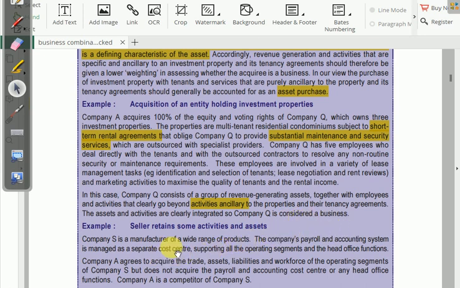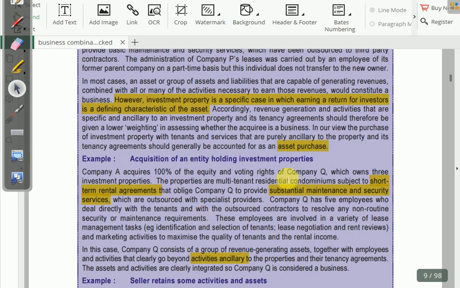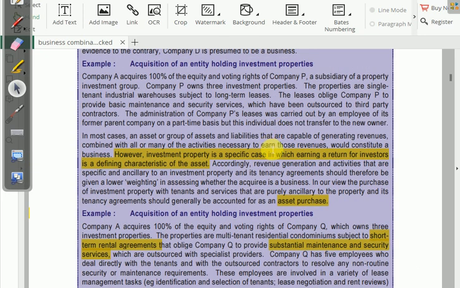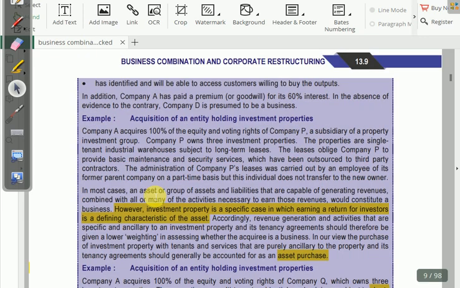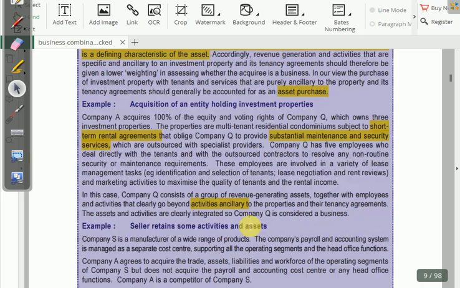See, earlier the P company was also having three properties, but they were managed by a part-time employee. There was no maintenance or security contract with outsourcing partners, and there were no full-time employees like 5 or 4 to manage the show. Here only one guy was part-time in P company. Here in Q company, 5 employees were doing negotiation, marketing and so on, and they are all the time active. So this is a business.